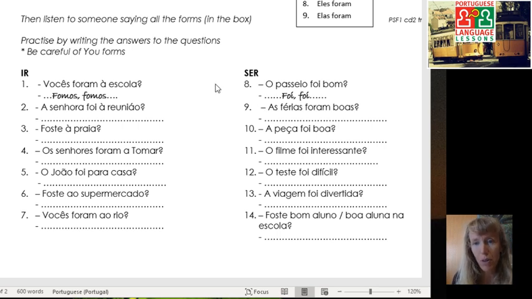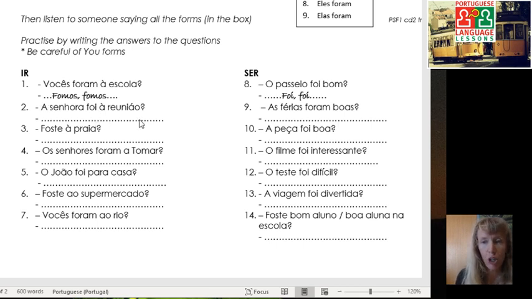I always think the best practice with these verbs is practicing questions and answers, and particularly practicing when it's you. Did you? I did. Did you all? We did. So these are really nice little questions and answers. Here we've repeated the verb in the answer, and this gives us the idea of emphasis. So vocês foram à escola? Fomos. In two here, a senhora means you, madam.